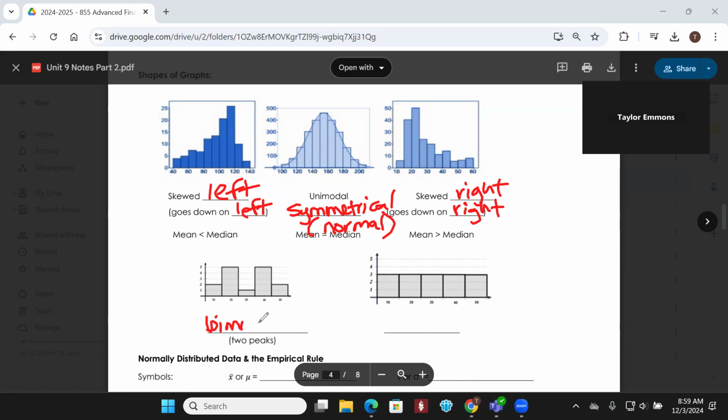Bimodal has 2 peaks. And then unimodal is all the same. Okay.